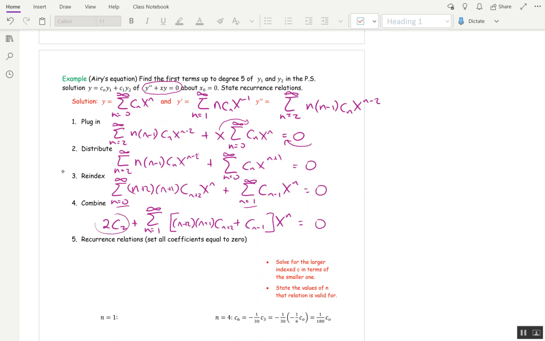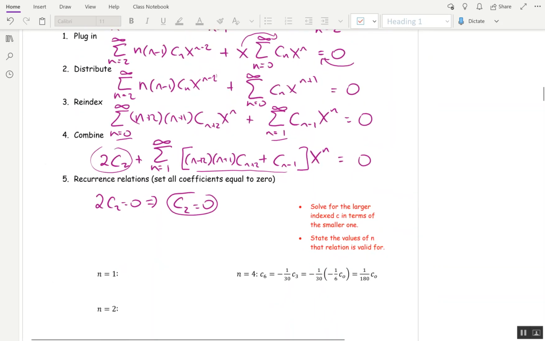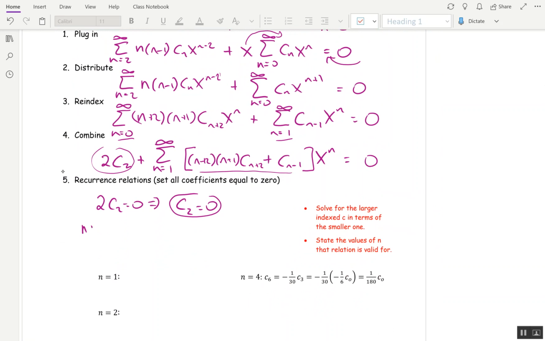So this first coefficient, 2c2, is 0. So now I know c2 is 0. So that's one of the recurrence relations. And the main one I get from setting this equal to 0. So I have, make this a little bigger, (n plus 2)(n plus 1) C sub n plus 2 plus C sub n minus 1 equals 0.